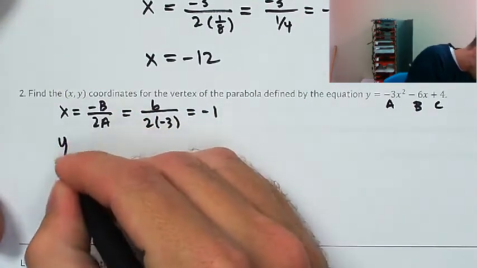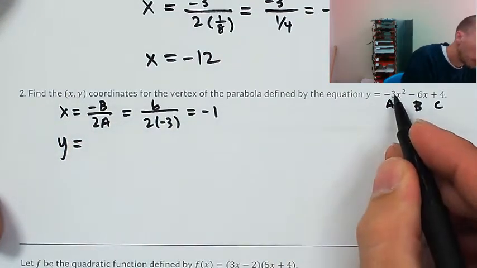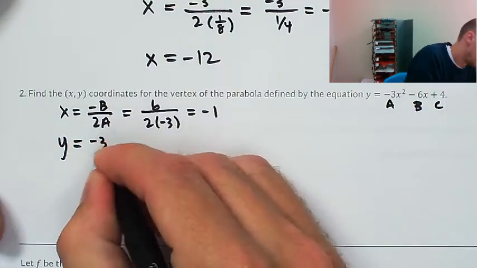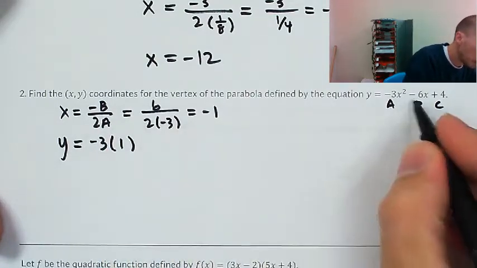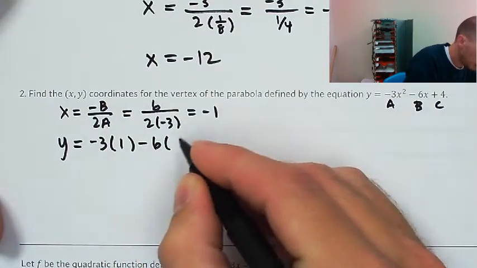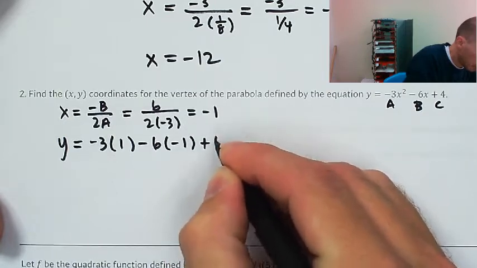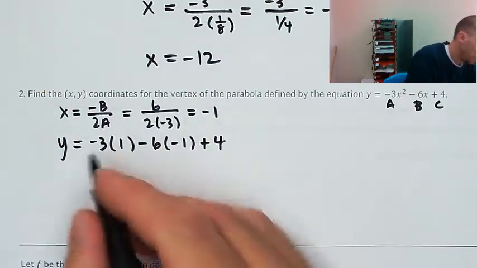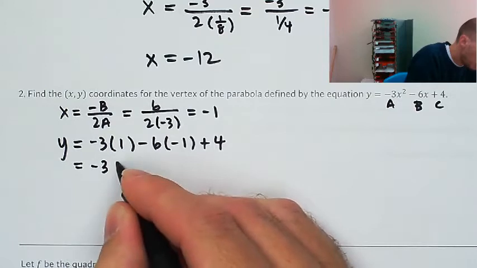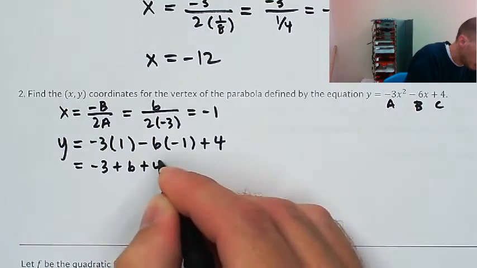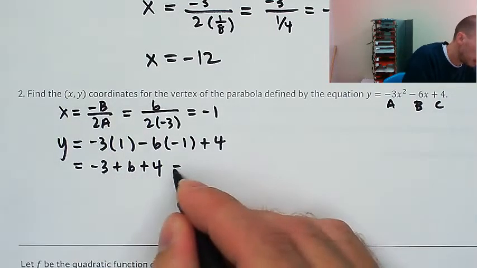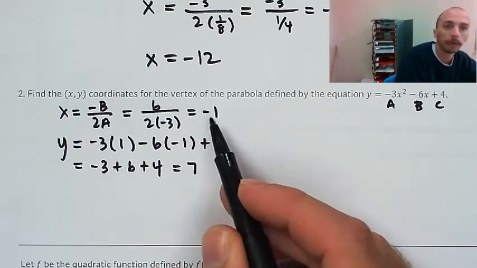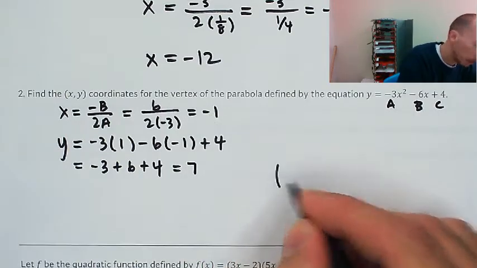And then y will be whatever I get when I plug in x equals negative 1 over here. So it'll be negative 3 times x squared. Now if I square negative 1, I'll get positive 1. Minus 6x. So this is going to be negative 3 plus 6 plus 4, and I think that's going to be 10 minus 3 is 7. So the coordinates of my vertex are negative 1 and 7.